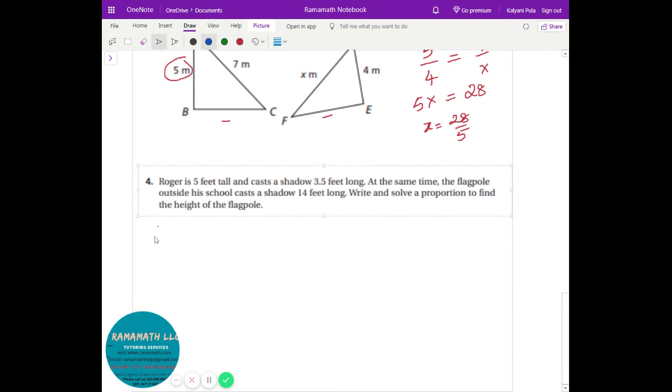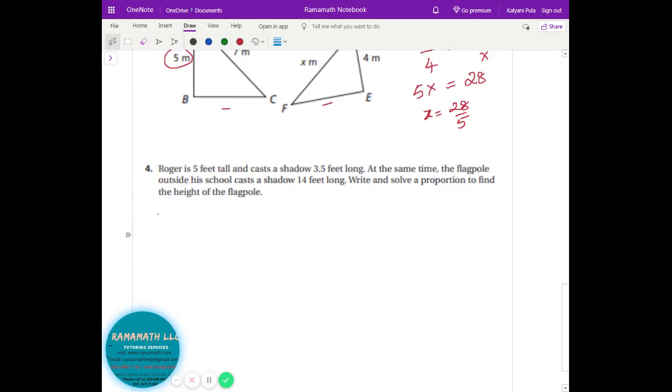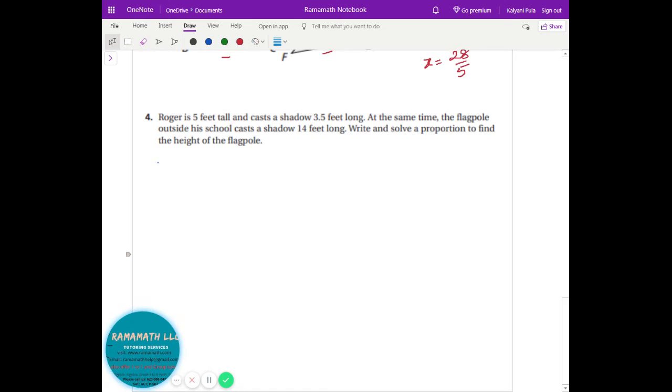Slow, read the question. Roger is 5 feet tall and casts a shadow 3.5 feet long. At the same time, the flagpole outside his school casts a shadow 14 feet long. Write and solve a proportion to find the height of the flagpole. Okay. So these questions come back again in trigonometry, where we're going to use some angles and those things, but the same concept. So we can use the ratios over there also.